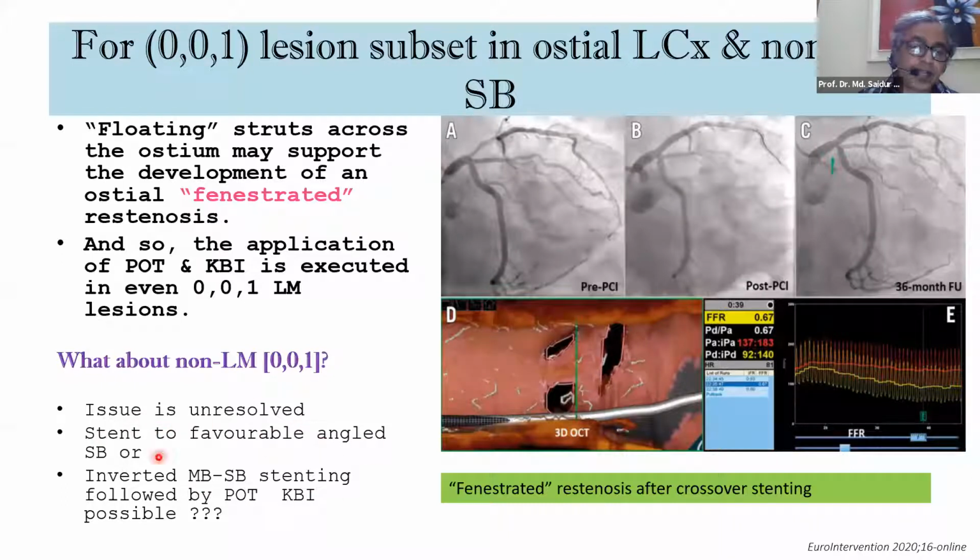Stenting a favorable angled side branch: if the angle is favorable, only ostial side branch stenting. If it is not, then going for inverted main branch-side branch stenting followed by POT or kissing balloon is also possible. But again, it is according to the interventionist's discretion, and also the clinical issues.